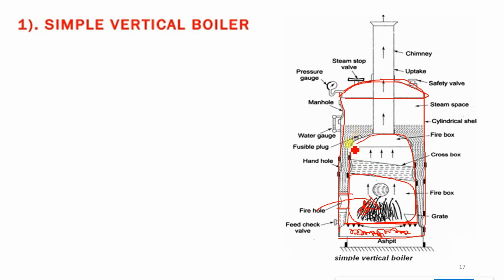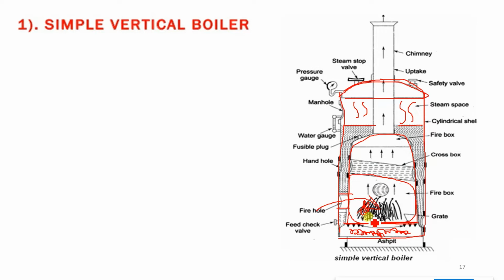Water is stored between two cylindrical shells, between the outer cylindrical shell and the inner cylindrical shell. It is completely filled with water. This is the top level of water, and this region is the steam space, where steam is collected.